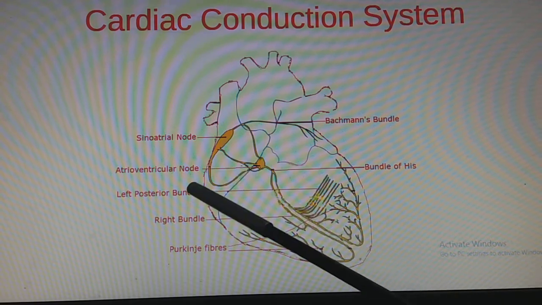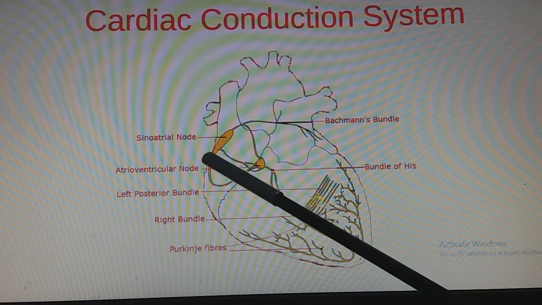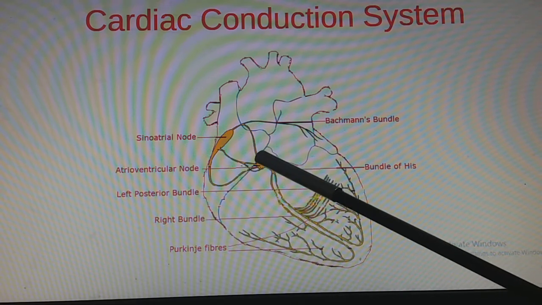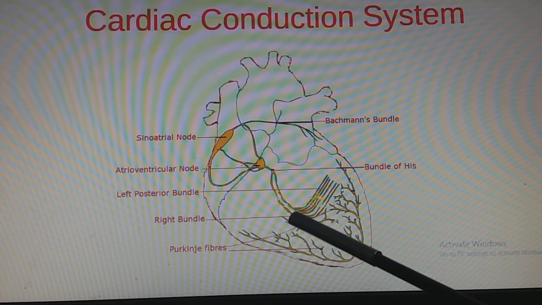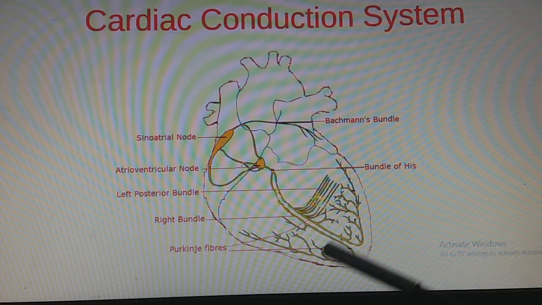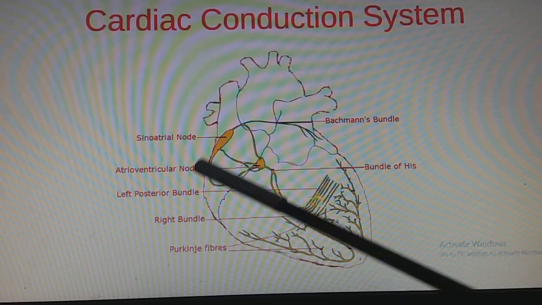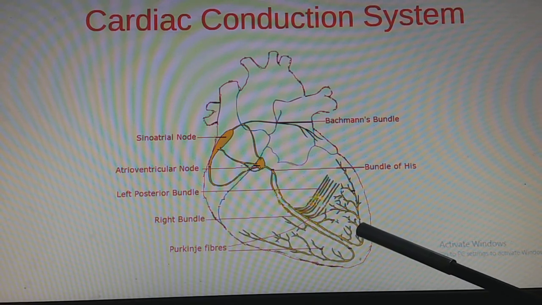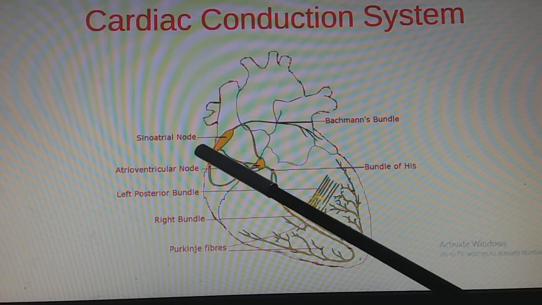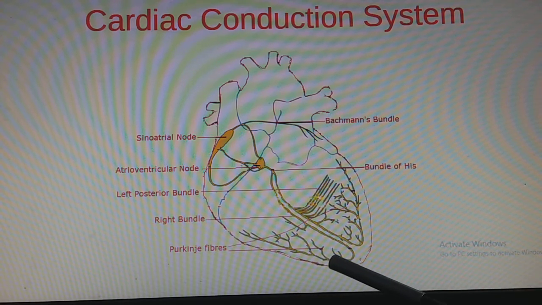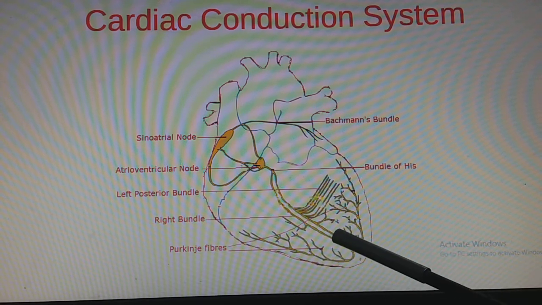Now you observe one thing: starting from the sinoatrial node, its branch, the atrioventricular node, its continuation, and again its branching is covering the whole heart. Isn't it like that? Can you observe this? Now, what is the function of this whole structure? It is covering the heart.